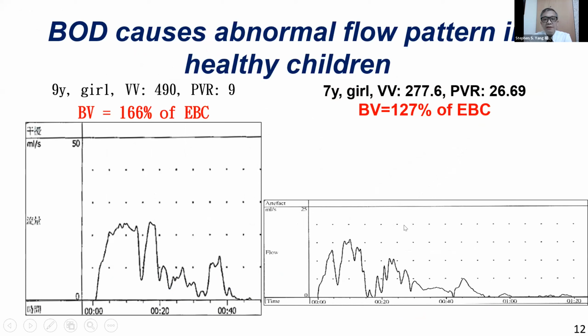And here are another two examples to share with you. Staccato flow pattern, interrupted flow pattern. Actually, the 9-year-old girl has very large voided volume, 490, so it's 166% of expected bladder capacity. And this 7-year-old girl, voided volume 277 ml, is 127% of EBC. Both of them, when they have a second curve, are normal bell.